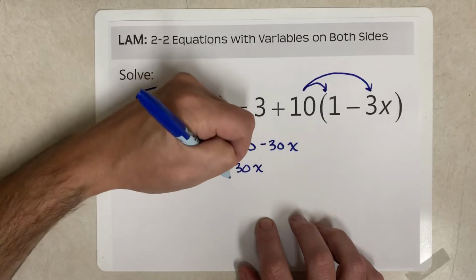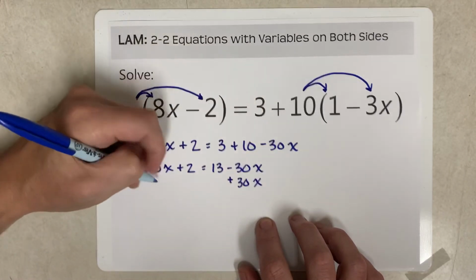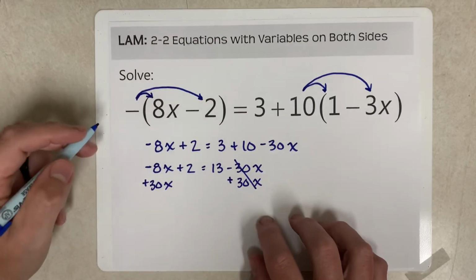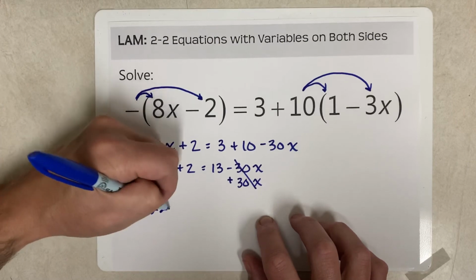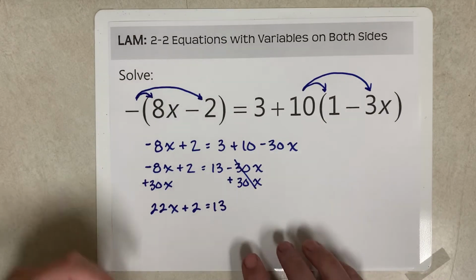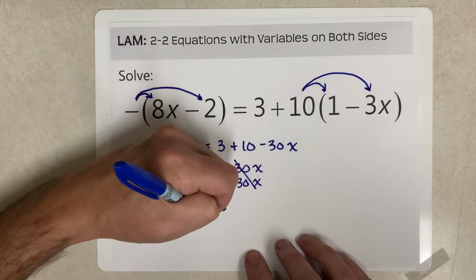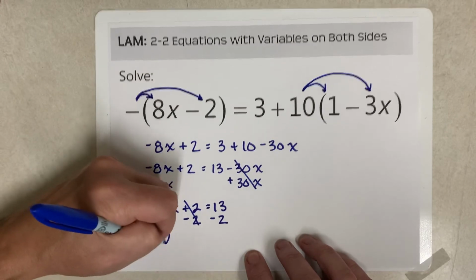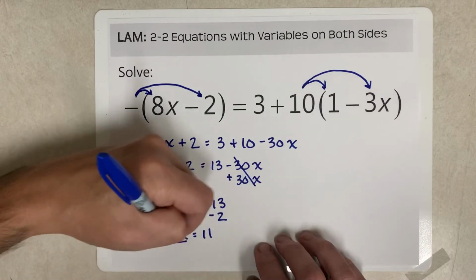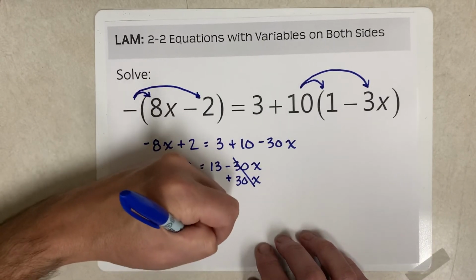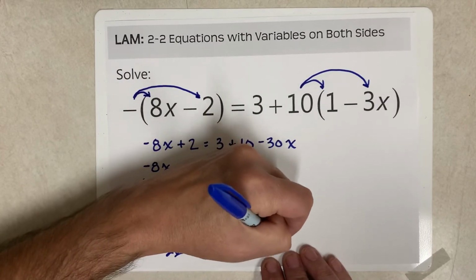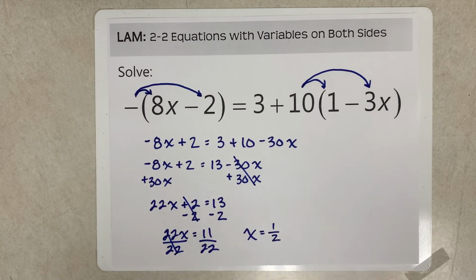I'm going to go ahead and add 30x to both sides to see what happens. Plus 30x. Cancels there. Negative 8 and 30 makes 22x plus 2 is equal to 13. Now I'm going to subtract 2 on both sides. And I got 22x is equal to 11. I'm now going to divide both sides by 22. And 11 divided by 22 is actually 1/2. So x is equal to 1/2 for that one.